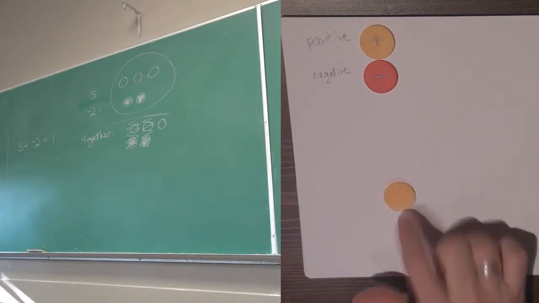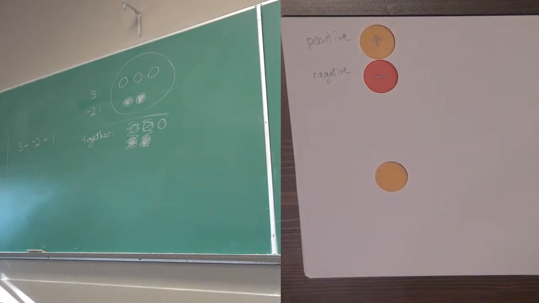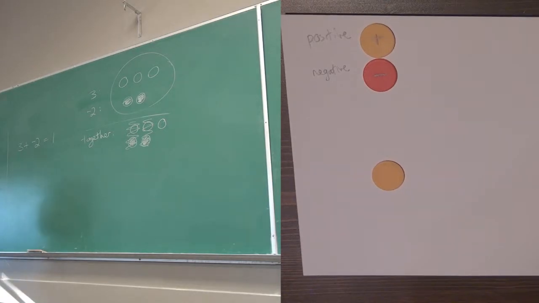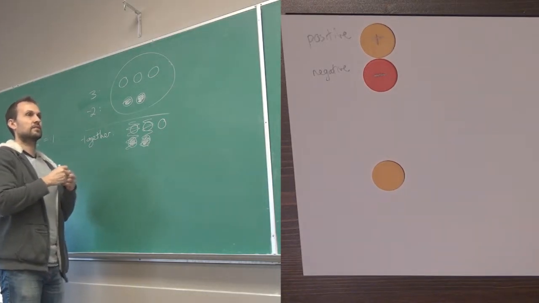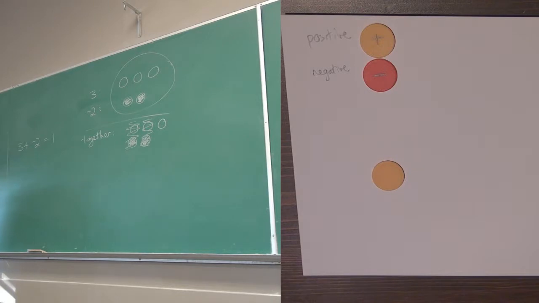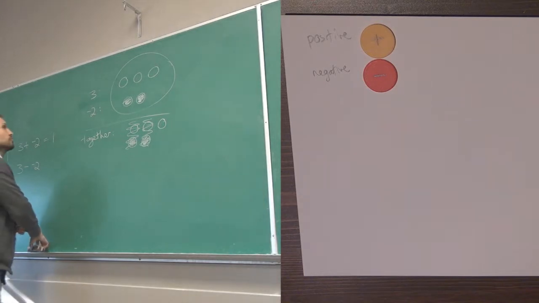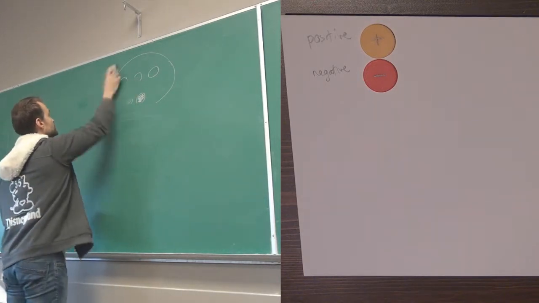That is, I guess, a rule. It is intuitive when you think about it, I guess. A negative and a positive, they together can be removed from the table. What else do I have? 3 minus negative 2. Any questions on that one? Positive, negative, 1 to 1 can be removed from the table.